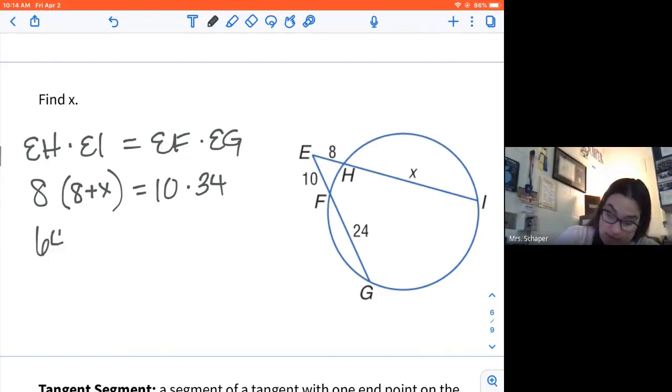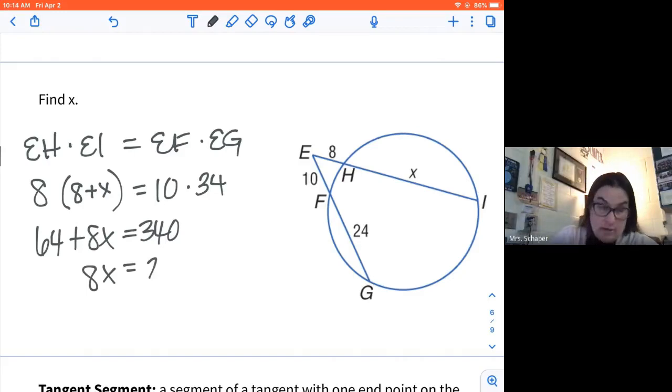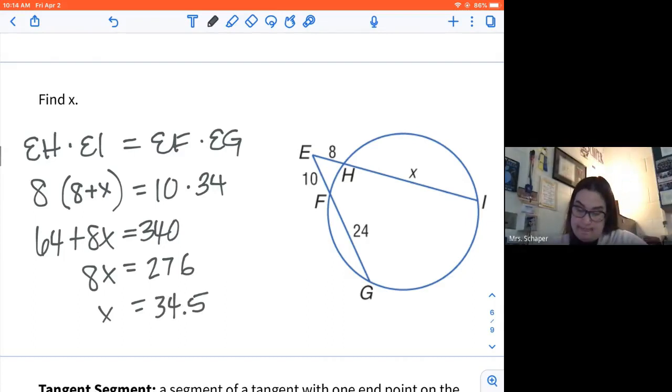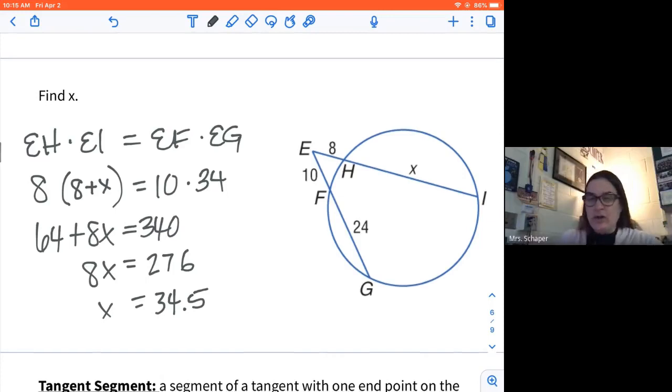So 64 plus 8X is equal to 340. So 8X is equal to 276. So then X is going to equal 276 divided by 8, which is 34.5. That makes sense? 64 plus 8 times 34.5 is 340. That definitely works. So that's how you're going to use that relationship.